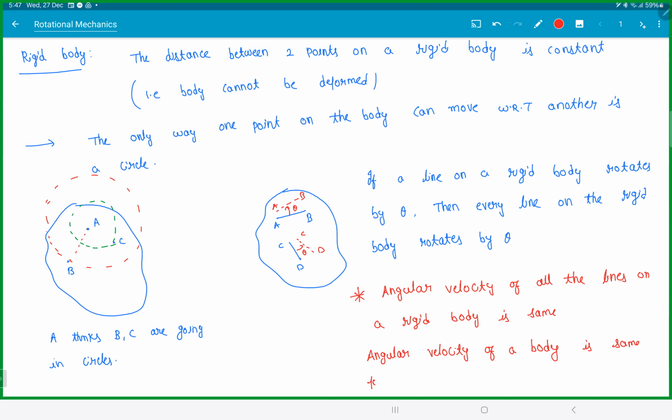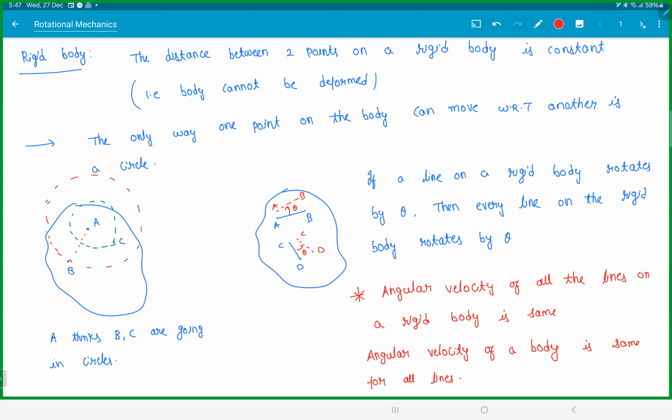Now see, in circular motion we studied angular velocity. That and this are completely different. Angular velocity of a body is a different concept than angular velocity of a particle. In circular motion, what we studied was the angular velocity of a particle. This is the angular velocity of a body. Is rotation the same as circular motion? Rotation was different. Rotational motion is defined for a body.